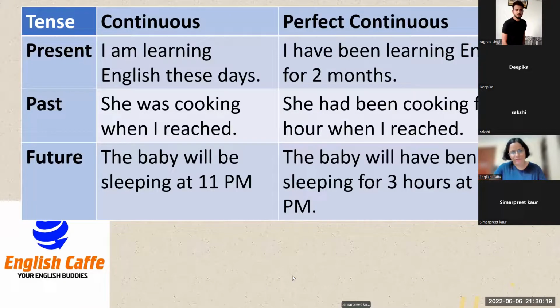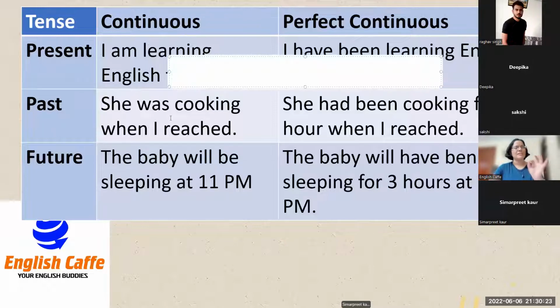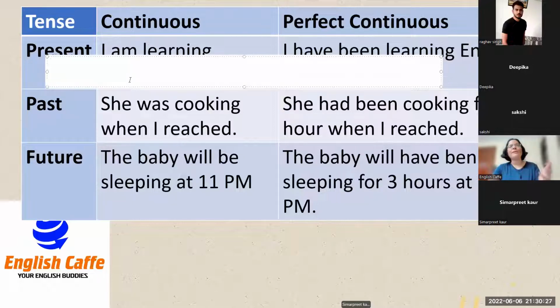Before we go ahead, I would like to talk to you guys about since and for. First thing is, we don't use from in these sentences. For example, we don't say, I have been learning English from 2 months. We can either use since or for in such sentences, not from. Now let's talk about since and for.